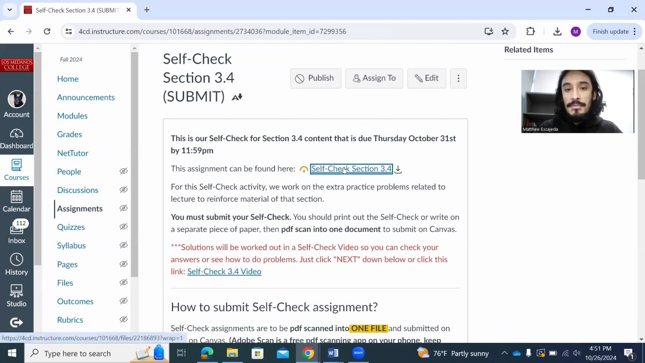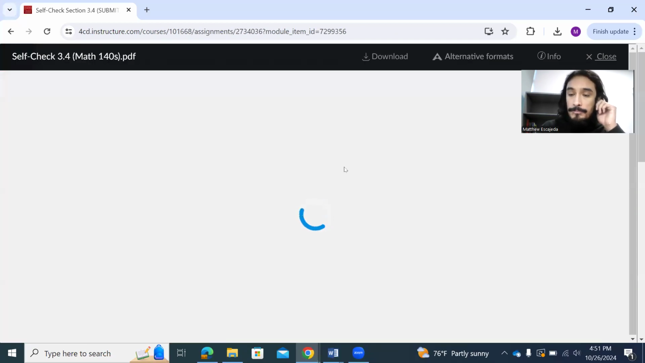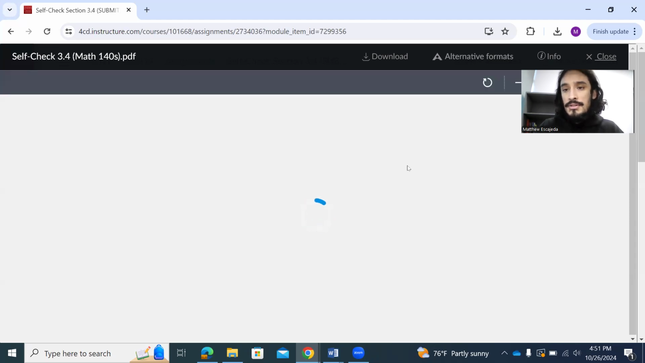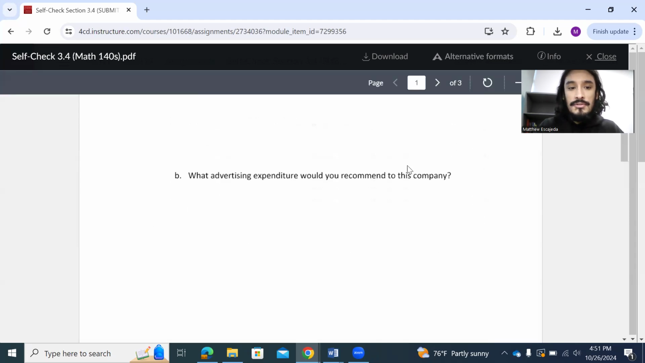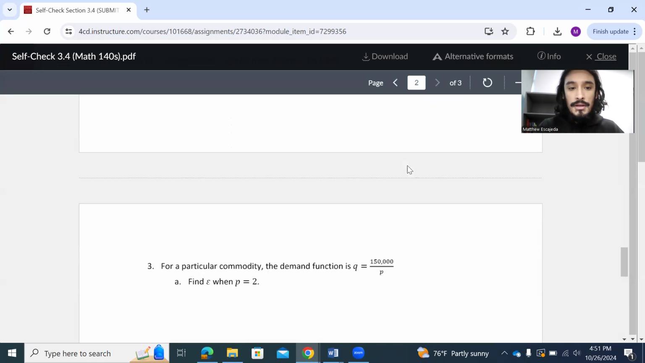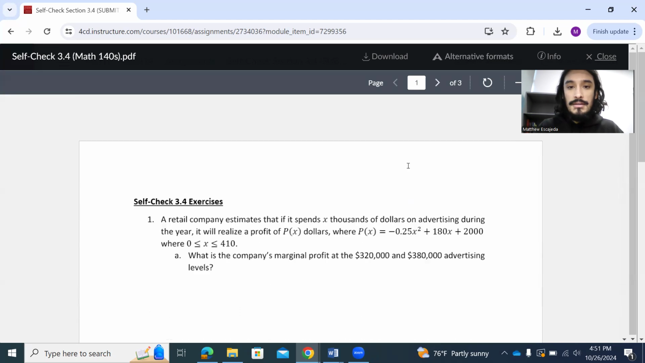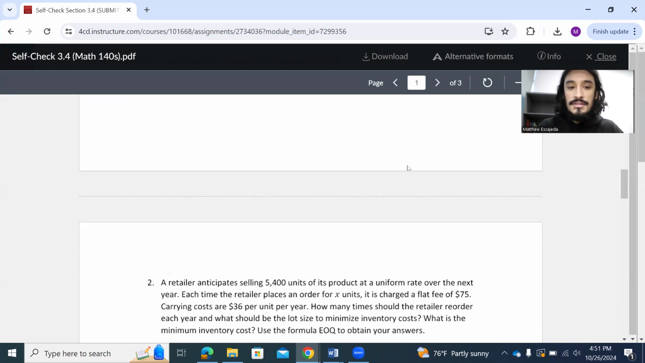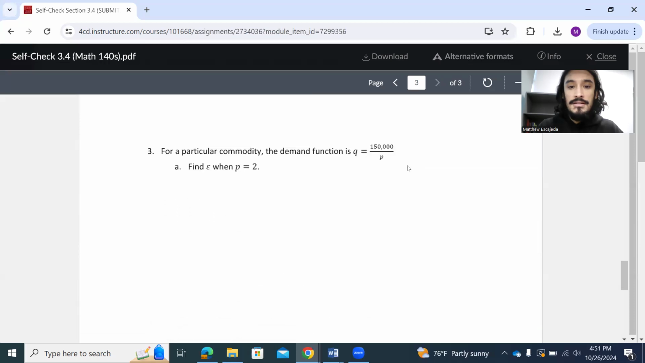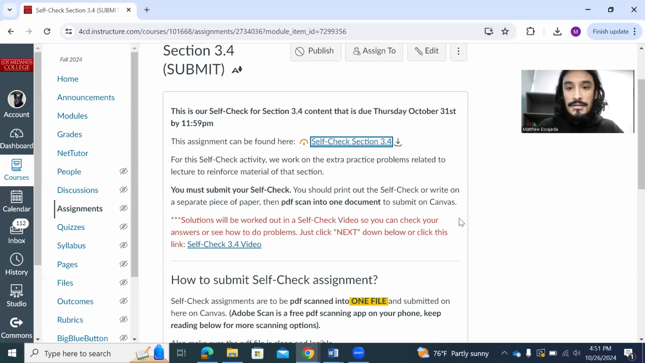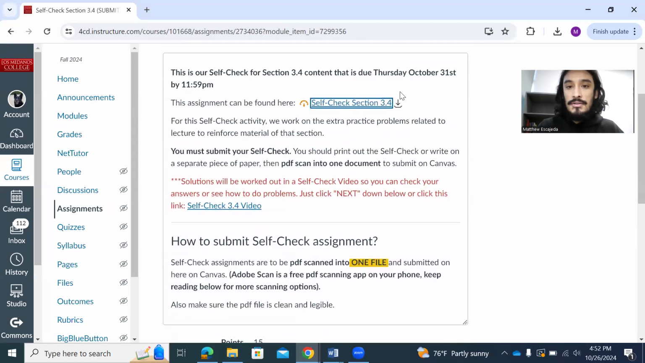Here's our self-check assignment here, right? Here's just a couple questions relating to the material from this section. Also relates to XYZ homework, so it definitely helps you out there. We have about 3 questions, 2 of them with multiple parts. So we have, like, a marginal analysis, inventory cost, and elasticity of demand question. So make sure to submit that, get it done by this Thursday, October 31st.